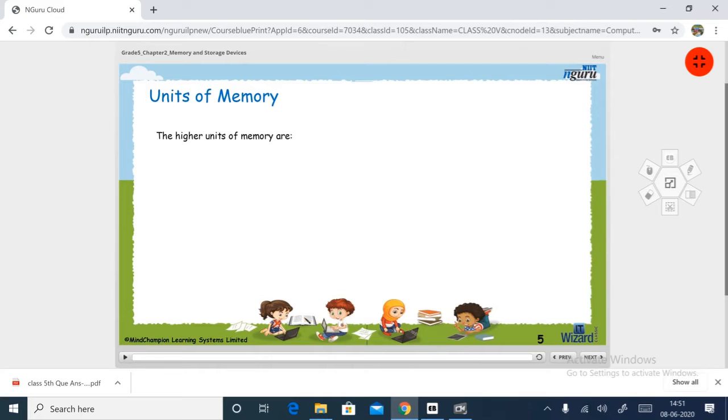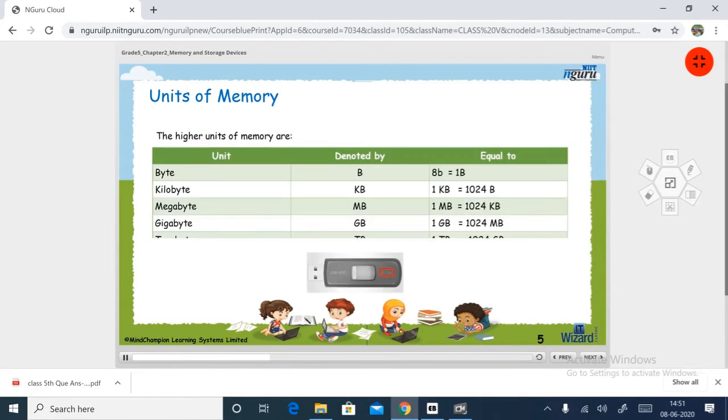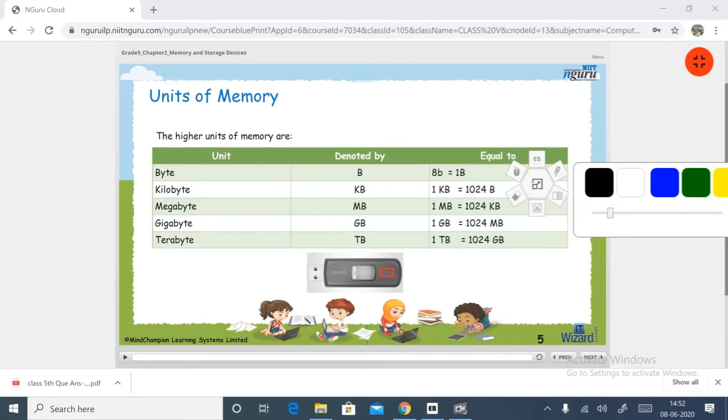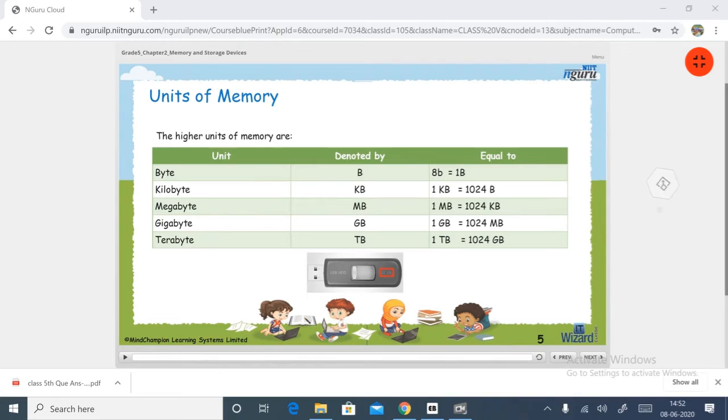Now we will explain the higher units of memory. All of you have to go through this table. First is the unit, then what the unit is denoted by, and what it is equal to. First is the byte, denoted by B. 8 b is equal to 1 byte. Small letter b is known as bit and capital letter B is known as byte. So 8b means 8 bits.